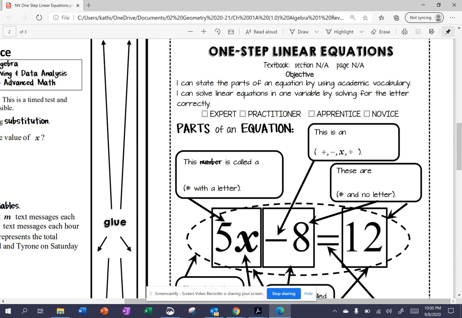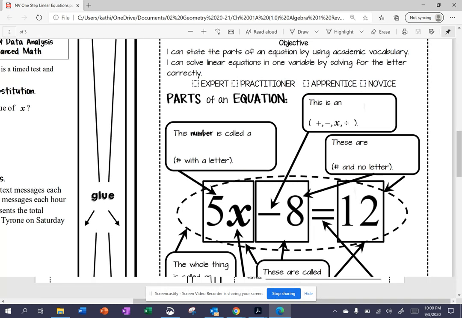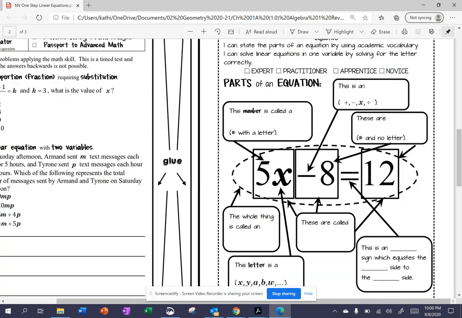So just take a minute and ask, where am I on the learning spectrum? If I've never heard of this before, I'm a novice. If I know how to do this easily from Algebra 1, I'm an expert, or I'm somewhere in between. Okay, so let's start out with the vocabulary.